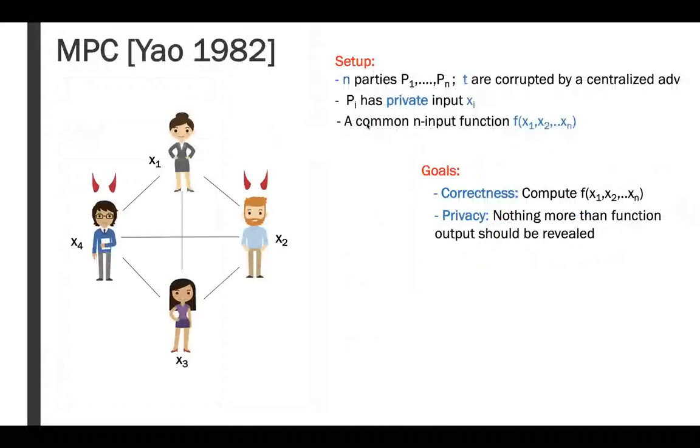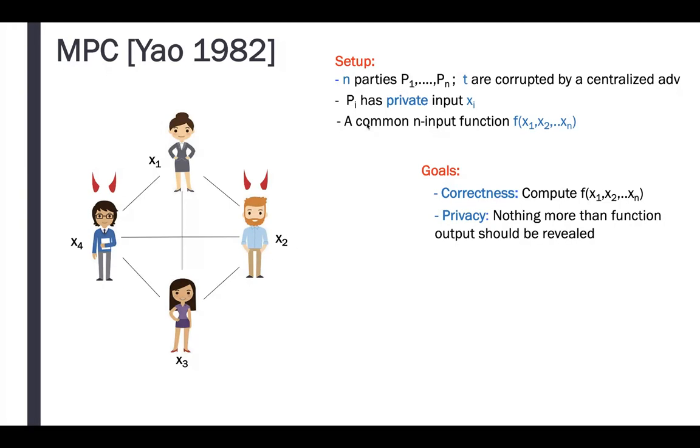Okay. So we'll start with a little bit of history on this problem of MPC. It was introduced by Andrew Yao back in 1982, and this is one of the finest ideas for which Yao received a Turing Award in the year 2000.